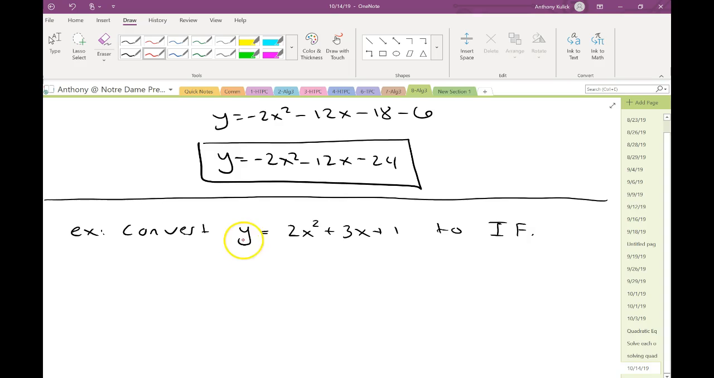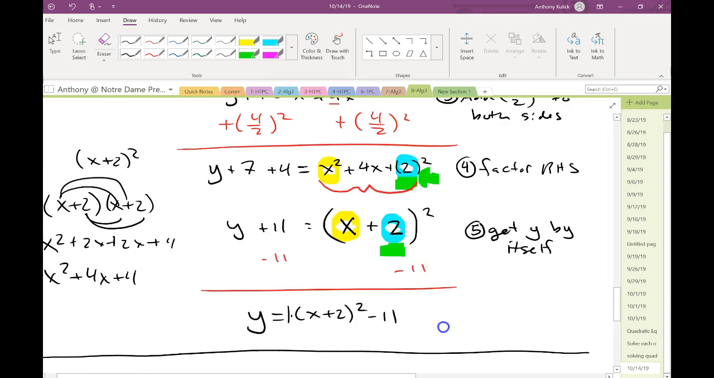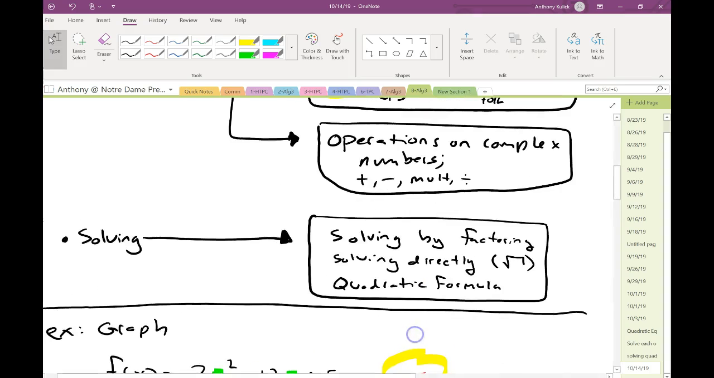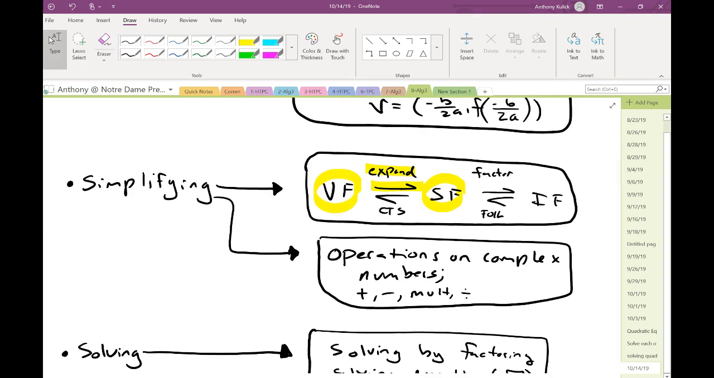So, first thing I'll do is figure out what form I'm in to start with. That is standard form. So if I go back to my chart, oops, let me just do this. To go from standard form to intercept form, we have to factor.